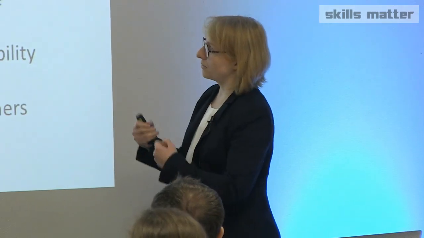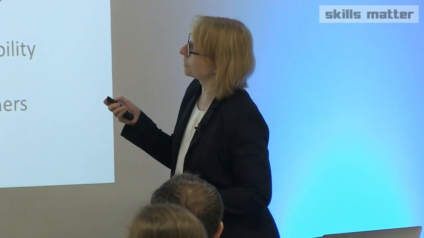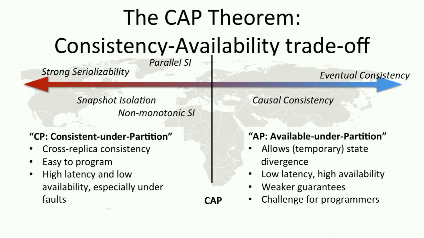So what theory says is it's not possible to have partition tolerance, consistency, and availability at the same time. If you really need to have partition tolerance, this means you're going to trade something of the other two. So you're going to either reduce your consistency properties or you're going to reduce your availability in some way.